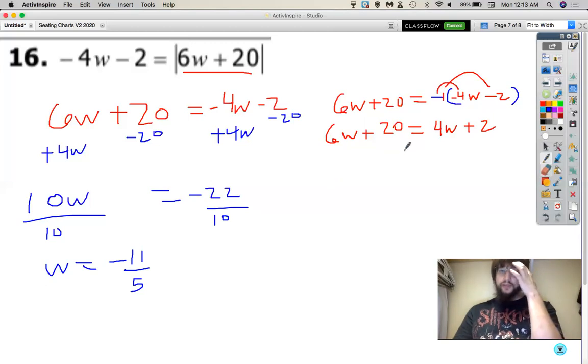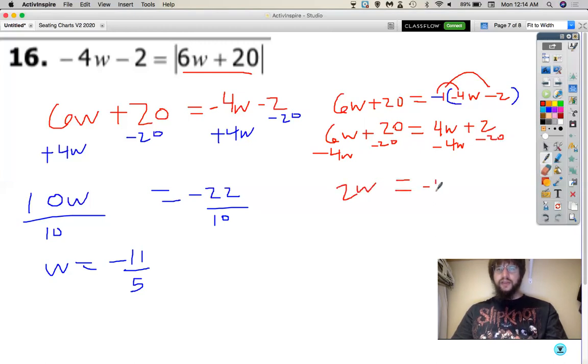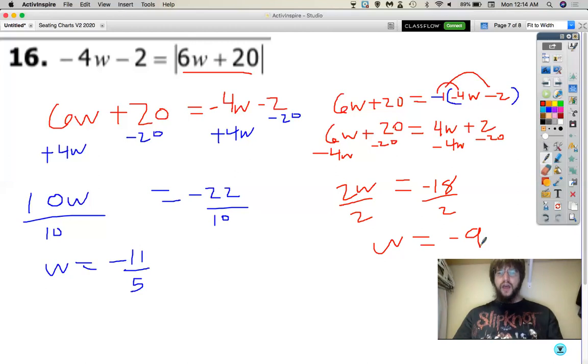Okay, now let's go over here and solve this one. Same thing, subtract 4w from both sides. Subtract 20 from both sides. This time I get 2w equals negative 18. Divide through by 2. I get w equals negative 9. Yay, we're done. Not. Check them.